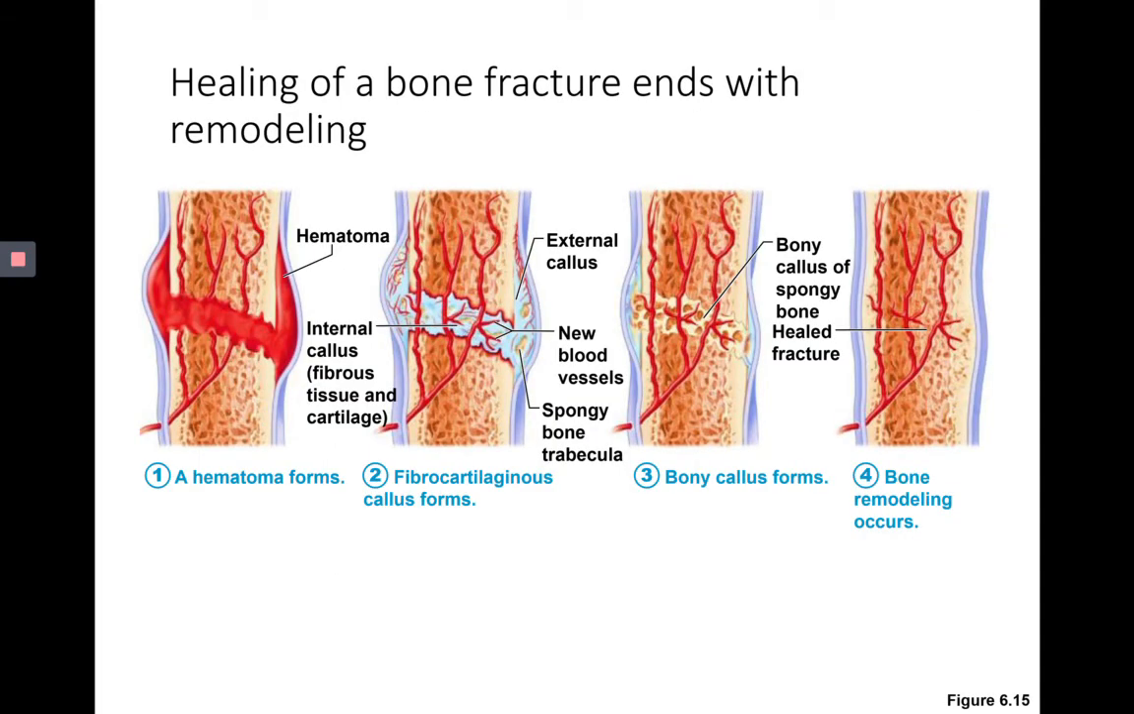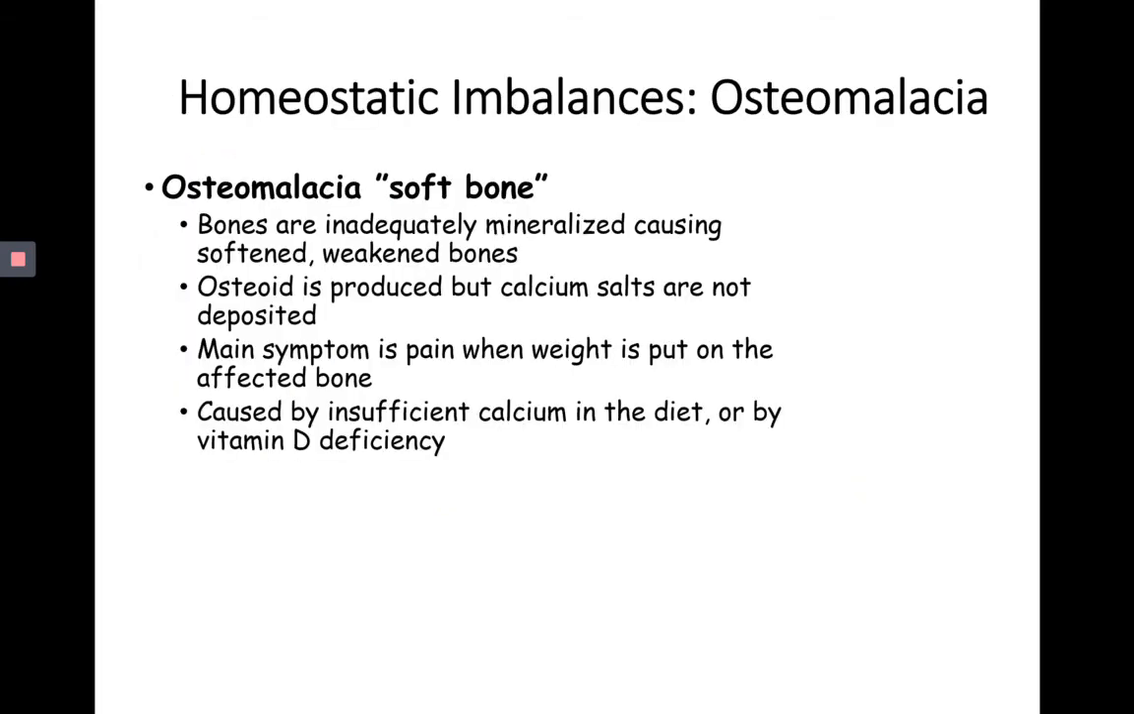So make sure you know the steps of bone remodeling. You should know what order they go in. So hematoma, fibrocartilaginous, then bony callus formation, followed by bone remodeling. And then our last topic is homeostatic imbalances related to skeletal tissue. So let's look at osteomalacia and rickets.